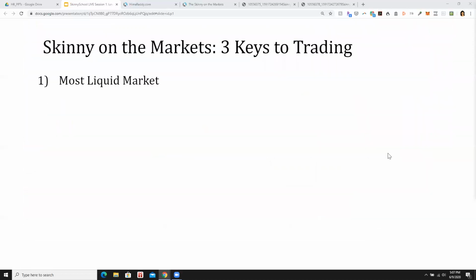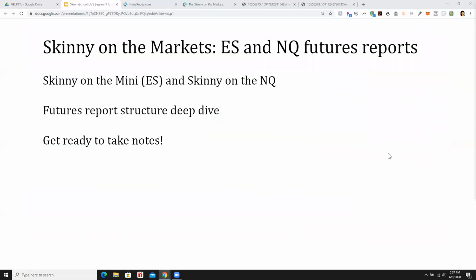It's through a very specific report structure. So here is where we're going to focus today, and we're going to go into TradeStation and look at this and compare. So I'm going to now do a deep dive of the futures reports. We're going to go into the structure. I'm going to explain the best practices, and I want you to get ready to take notes, okay?